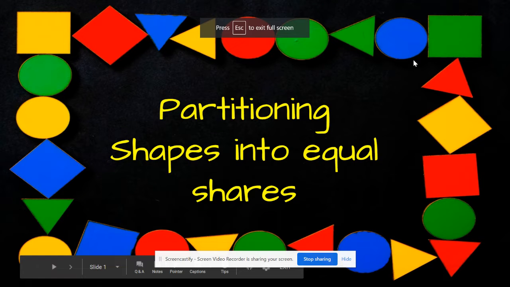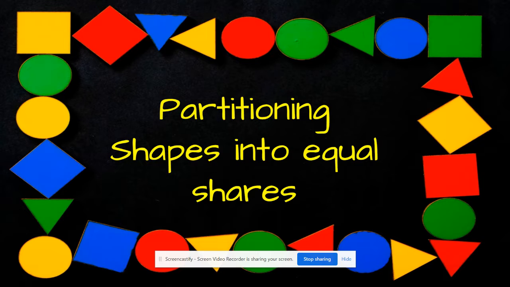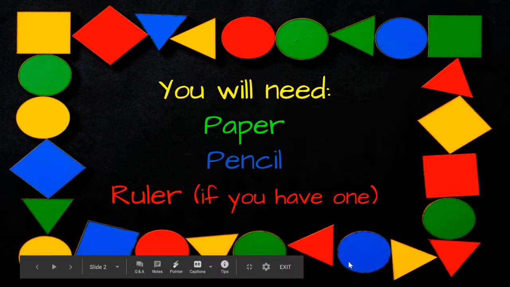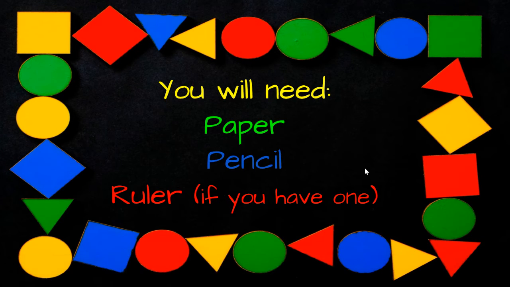Okay, now we're going to be practicing our partitioning by partitioning some shapes into equal shares. First, you're going to need to get a couple of items. I would like you to have some paper, a pencil, or something else to write with. And if you have a ruler, you can get one. You don't need it. It'll just help you draw some straight lines. So go ahead and pause the video while you gather those materials.